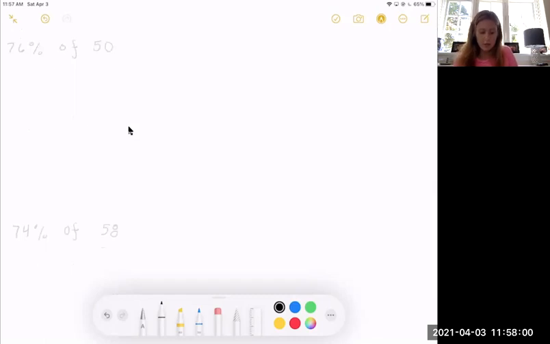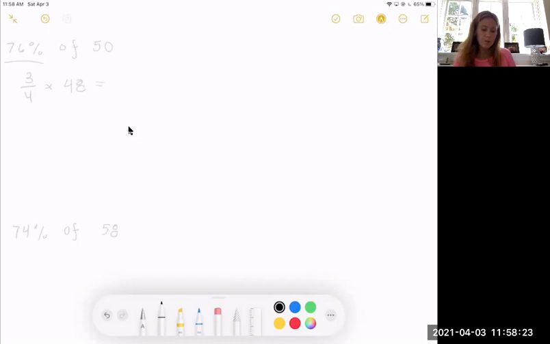So next we have 76% of 50. So let's think, 76, what can we express that as a fraction? That's going to be 3/4, and then times what's 50, what is 4 going to that's close to 50? Well, I would think 48.